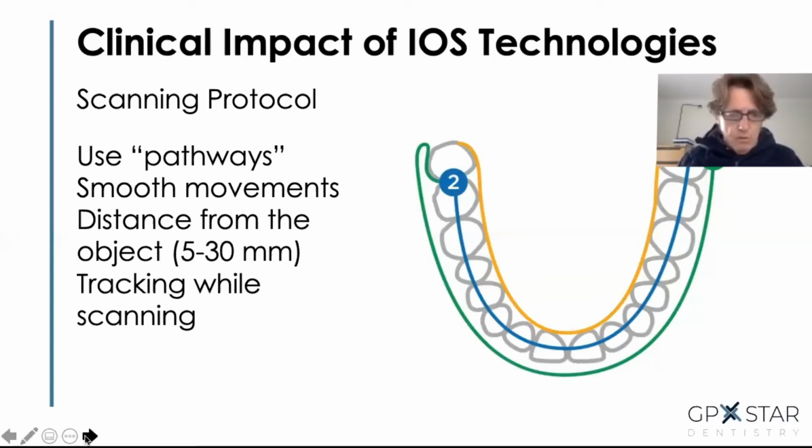Tracking just means that you have to make sure that you give the camera the opportunity to continue. The distance from the object is normally between 5 and 30 millimeters, apologies for that. You're normally between 5 and 10 millimeters away from the object when you take the scan. At 30 millimeters, it's quite a big mouth. It'll keep you busy for a while.